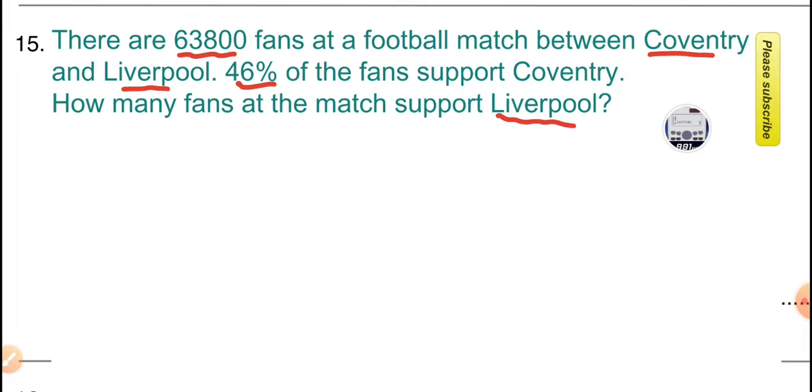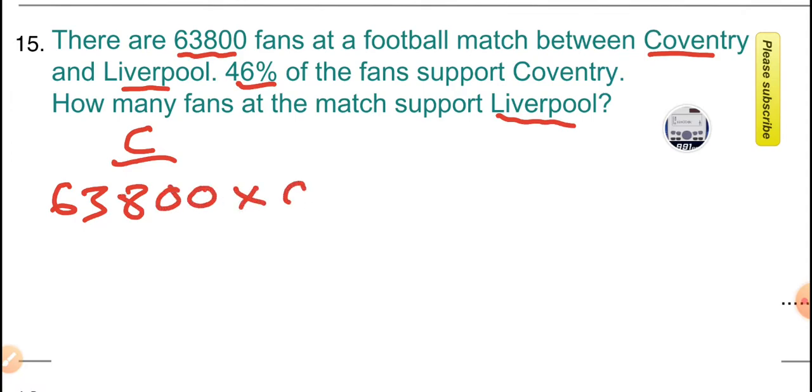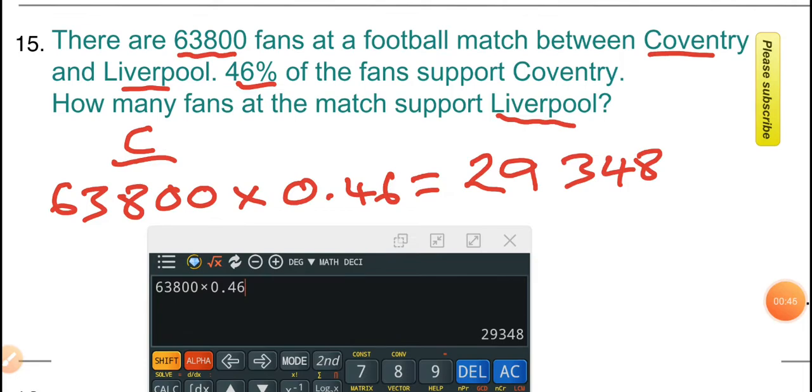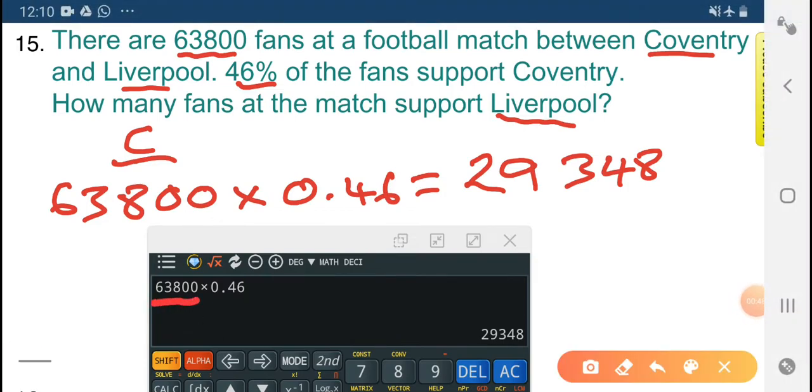The first way is we can first work out the number of people supporting Coventry. So I'm just going to put C there for Coventry. So we can do 63,800 times 0.46, because that will tell me what 46% of 63,800 is. As you can see on my calculator, I've done 63,800 times 0.46, and that was 29,348, which I've written there. So that's the number of fans that support Coventry.